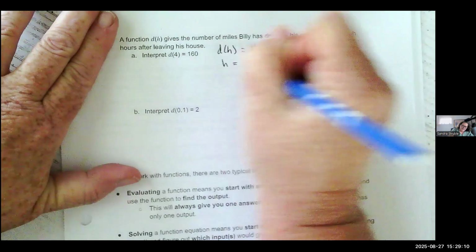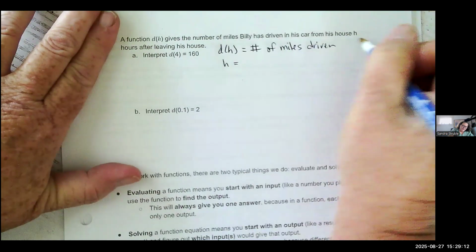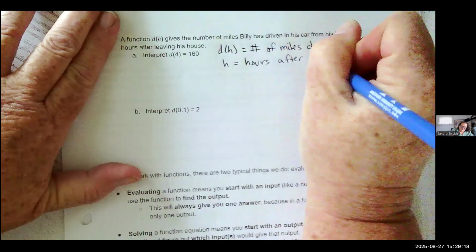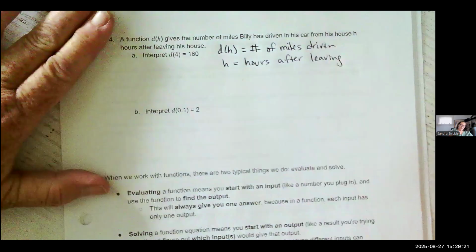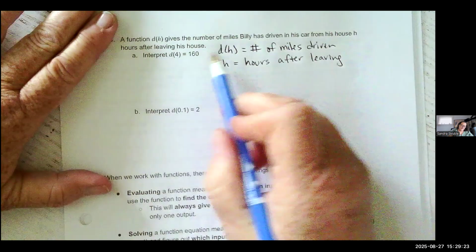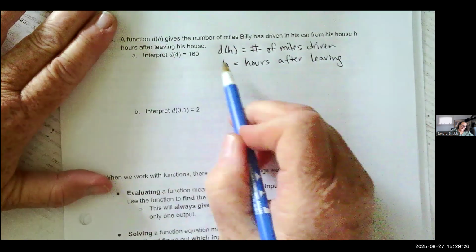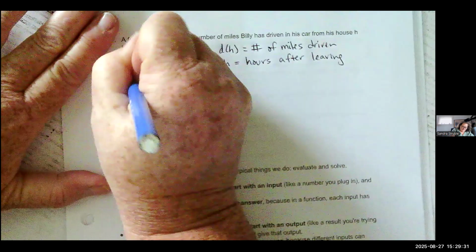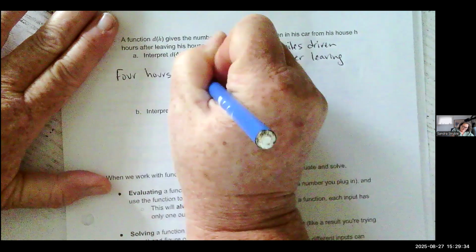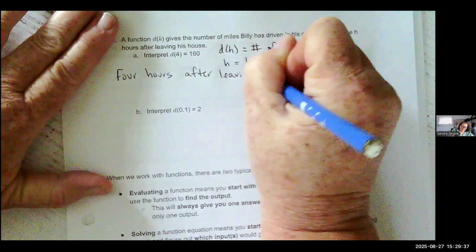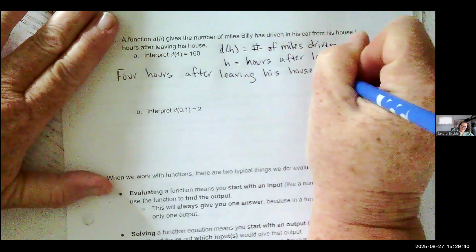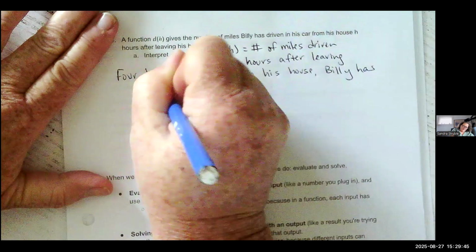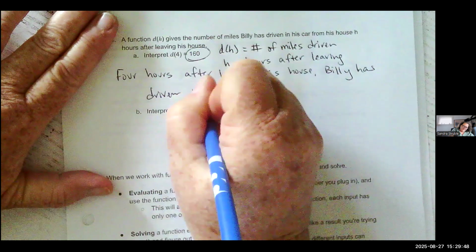And h is the hours after leaving the house. So to interpret this, d of 4, the 4 replaces the h, so 4 hours after leaving his house, Billy has driven 160 miles.